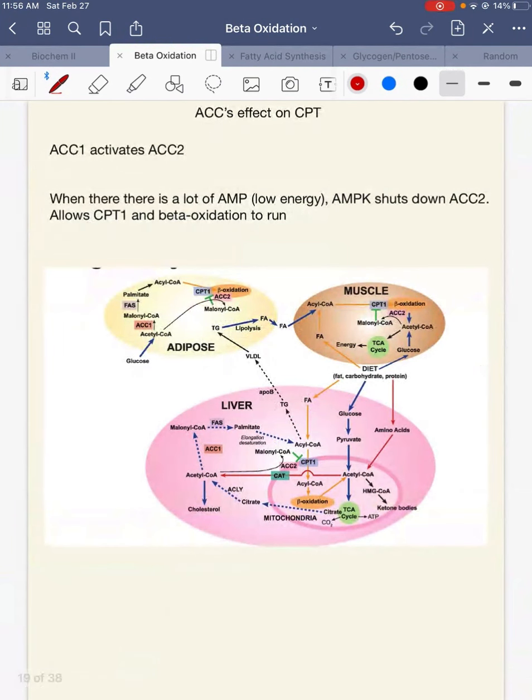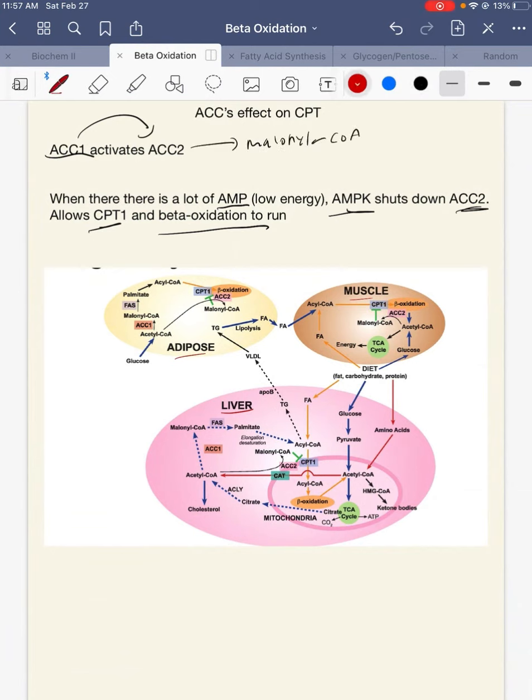Okay, so let's look at ACC1 and ACC2. This is the liver, the adipose tissue, and the muscle, and how it's regulated between the three. This just summarizes everything I said. So when there's low energy, high AMP, AMPK will be active, and it will shut down ACC2. And when ACC2 shuts down, CPT1 can run, and then we can run beta-oxidation. So this is if we have low energy. If we have high energy, ACC1 will be active. Then ACC1 actually activates ACC2. ACC2 makes malonyl-CoA.